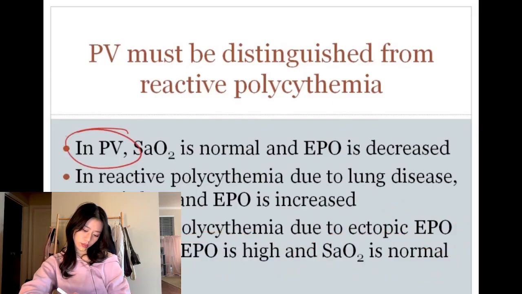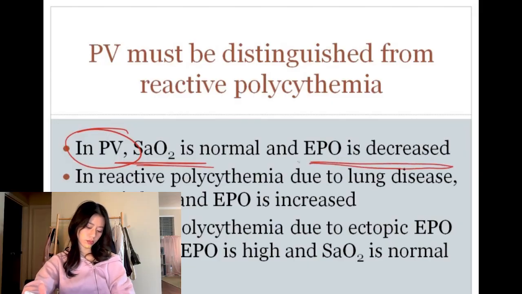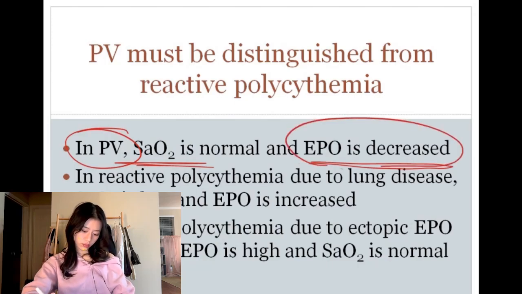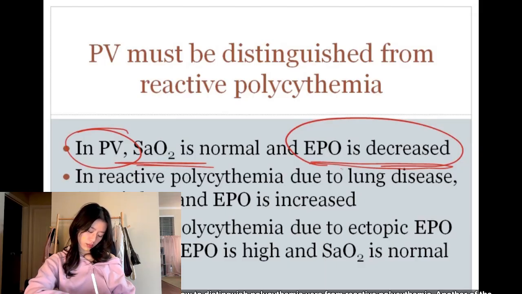Of course, in polycythemia vera, there's no problem with oxygenation, and so the SaO2 is normal, and the erythropoietin would actually be decreased due to negative feedback. There are so many red blood cells that the erythropoietin levels are decreased. And so this is very important to understand how to distinguish polycythemia vera from reactive polycythemia.